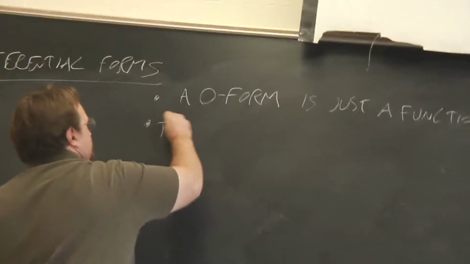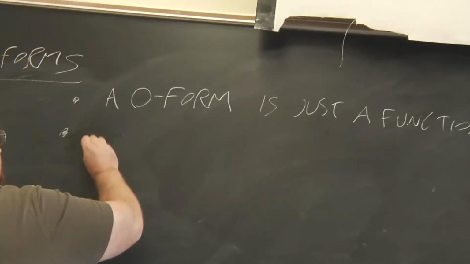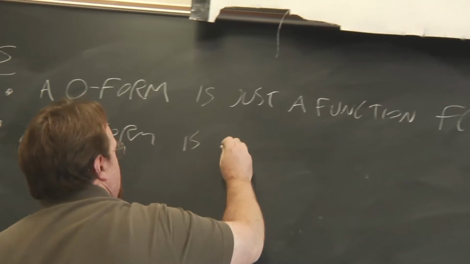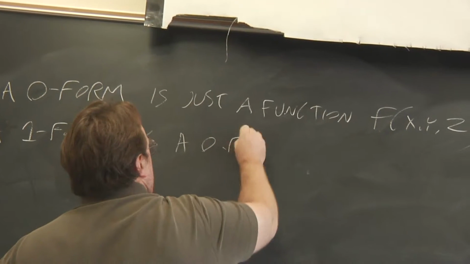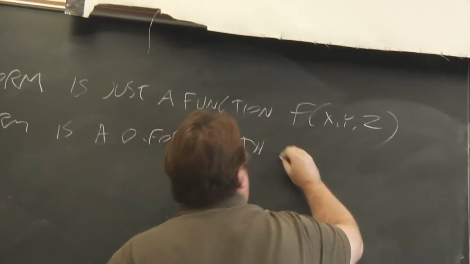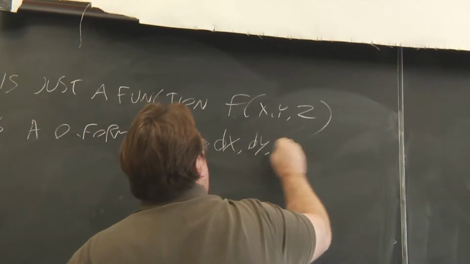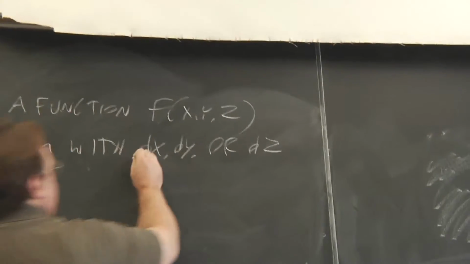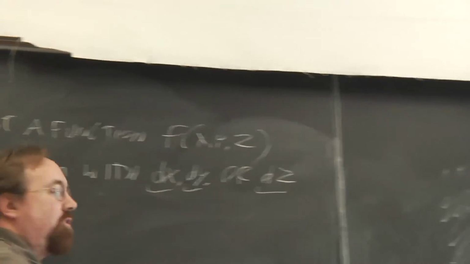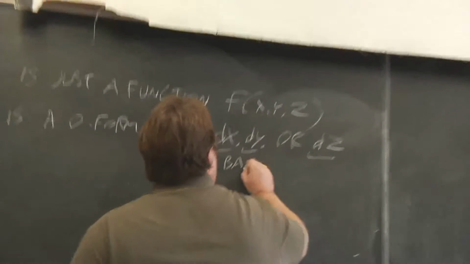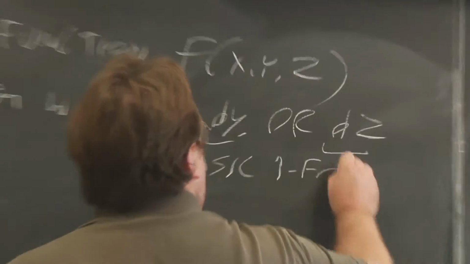Next, a 1 form is a 0 form with dx, dy, or dz attached to it. So these 3 expressions, dx, dy, dz, we're actually going to start manipulating now and performing operations on them that are a different character than what you're used to. These are called the basic 1 forms.